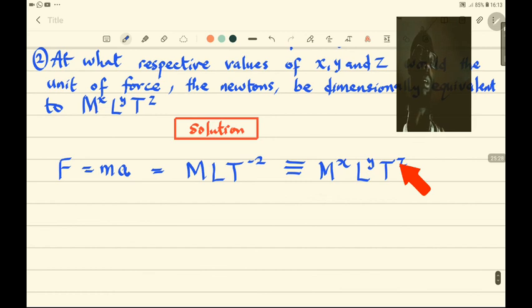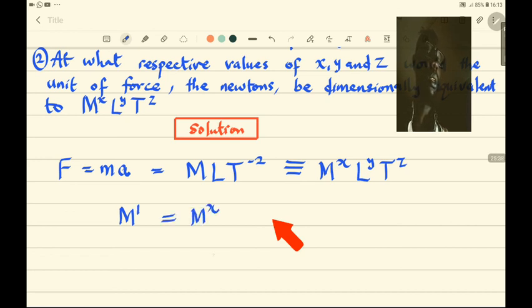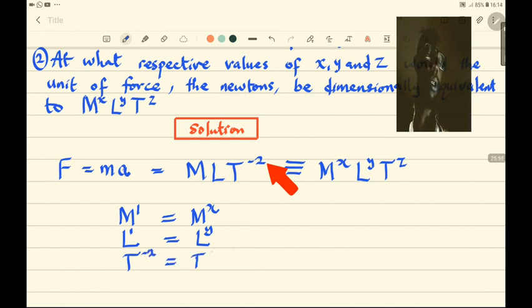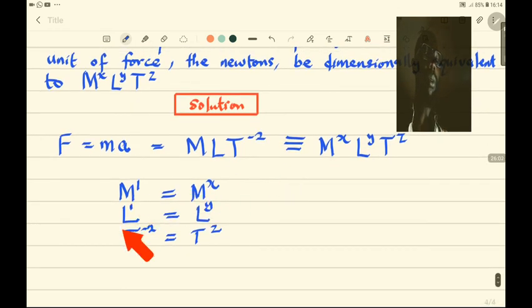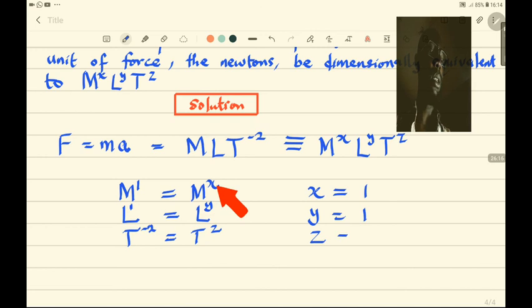So you take them one by one. This m, if you don't see any power on it, just know that the power on it is 1. So you compare it with m raised to the power of x. Then this L as well, there is nothing on it, so you should know that it is 1 that is there. So you have L raised to 1 equal to L raised to the power of y. And for t, this t has minus 2. You write the minus 2 equal to t raised to power z. So you can now start comparing, and you will see that x is equal to 1, y is equal to 1, and z is equal to minus 2.